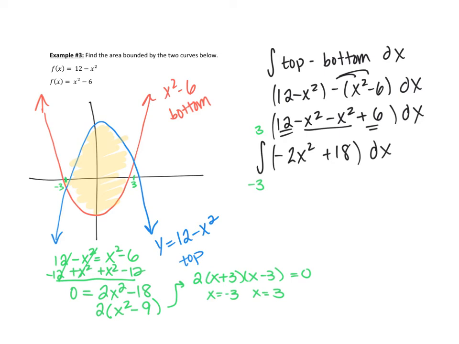Okay, I got a nice whole number of 72. So my area here was 72 units squared.